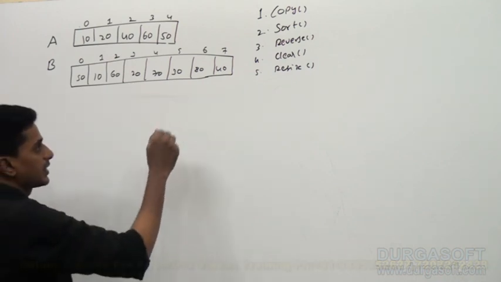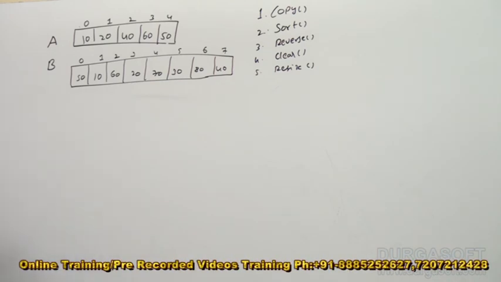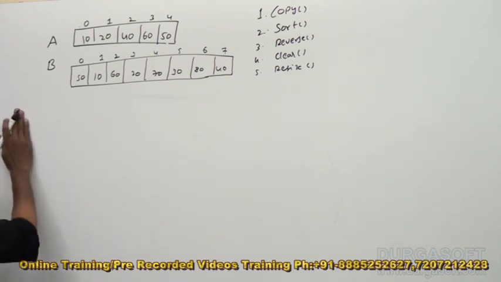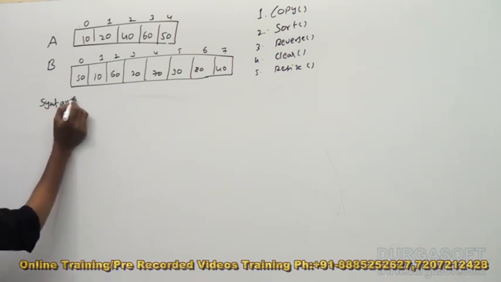Let us talk about the Copy method. The Copy method is used to copy the elements from one array to another array. This Copy method has two syntaxes, so whichever syntax is suitable to you, you can follow that. I will give two syntaxes and show an example also. First I will talk about the Copy method. Here I am writing syntax 1.